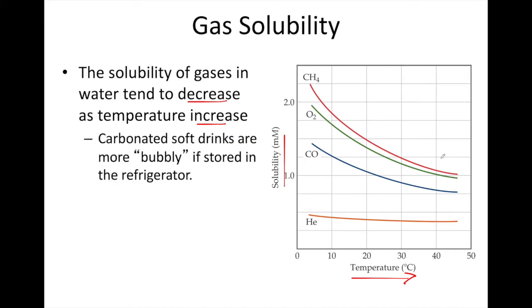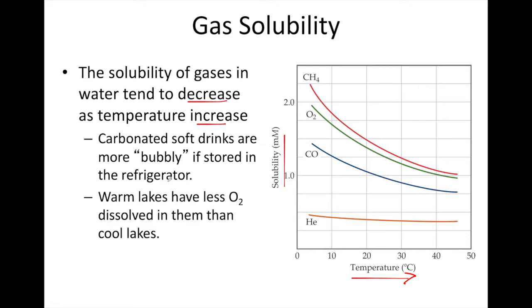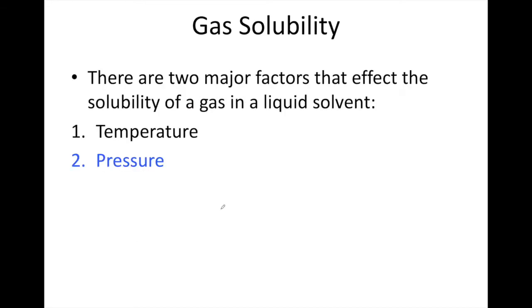And we have some examples of that, of course. If you leave a carbonated beverage, which is carbon dioxide dissolved in water, out at room temperature, it's going to become flat because the carbon dioxide will escape. But if we store it in the refrigerator where the temperature is lower, that carbon dioxide will tend to remain in the water for longer. Also, warm lakes have less dissolved oxygen in them than cool lakes.